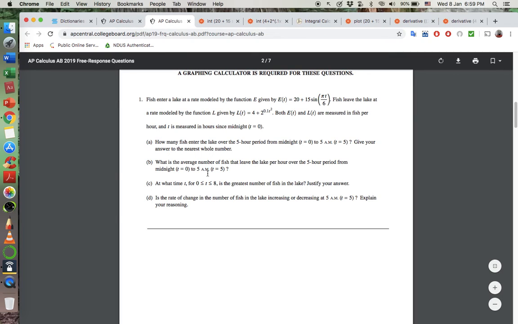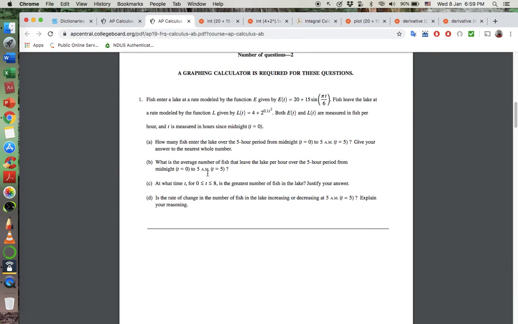And so, easy enough. Calculus with technology. We can make short work of an otherwise really difficult problem. And so how many fish entered the lake? We had 153 fish entered the lake in that time period. What was the average number of fish in the lake to leave per hour during that period? We had 6.059 fish per hour.